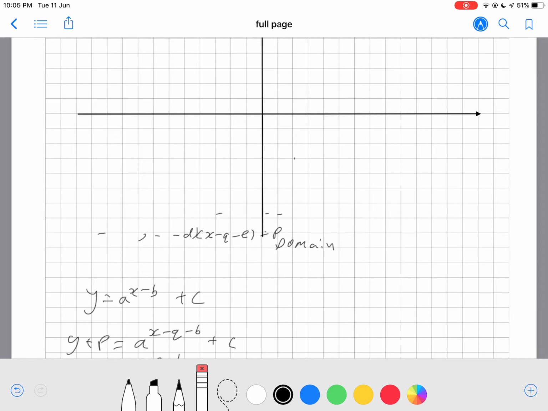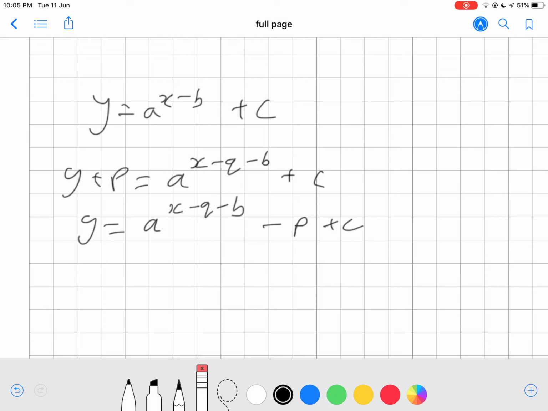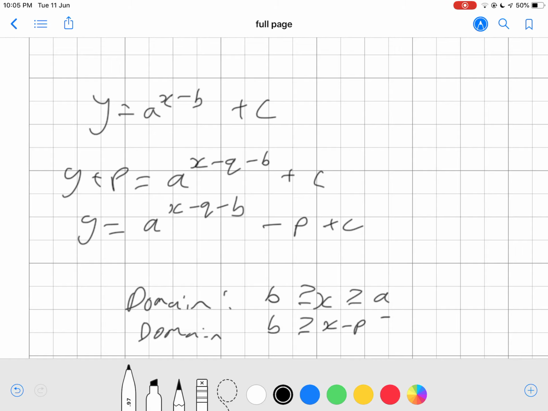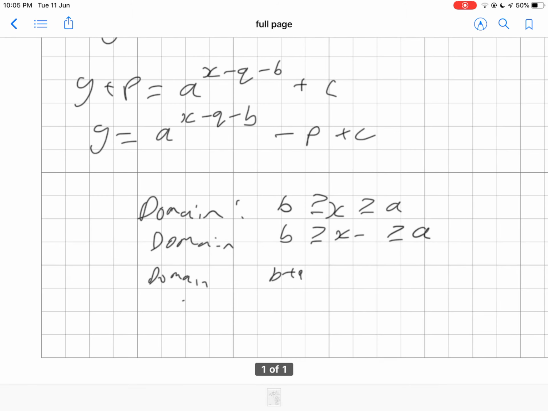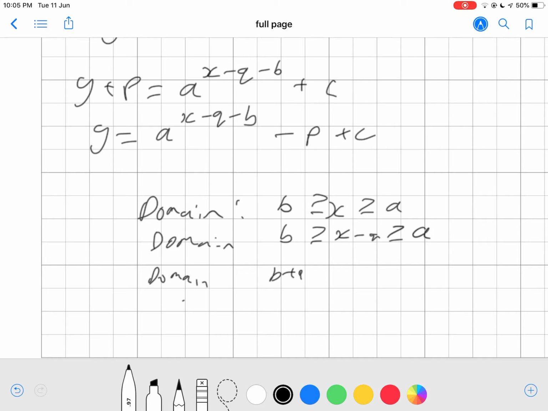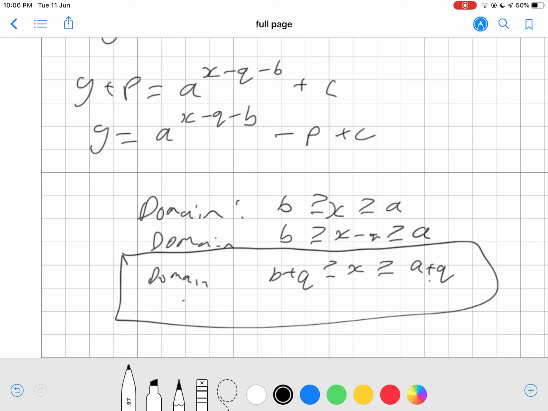Oh, sorry, I forgot to say our domains, okay? So how will our domains change for this question? This is important. Originally, let's say we had A and B again. This time, we replace x with x minus Q. So you move the minus Q to both sides, so that becomes plus Q. So B plus Q is greater than or equal to x, which is greater than or equal to A plus Q. That's what's going to happen to your domain. There's nothing else to it.